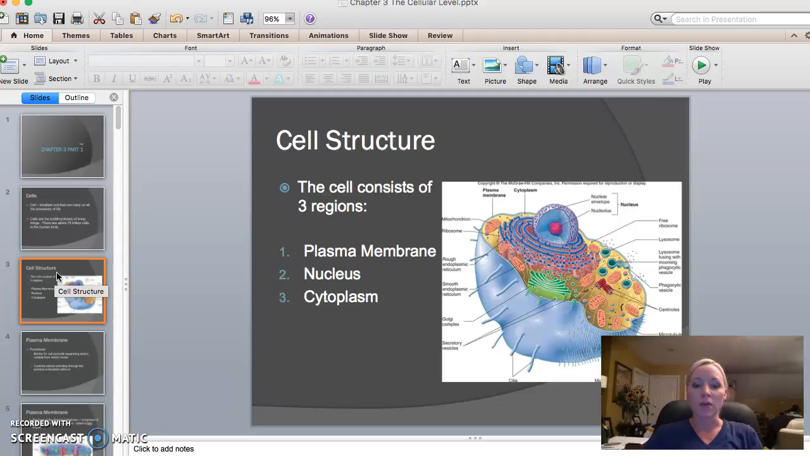We have three main regions. We have the plasma membrane, we have the nucleus, and the cytoplasm. Now, the plasma membrane is the border of our cell. This is going to control or regulate what comes in and out of that cell. Of course, that is called being selectively permeable or semi-permeable, because it is selective about what comes into the cell or what leaves that cell. And we know that that is important for maintaining homeostasis in that cell.